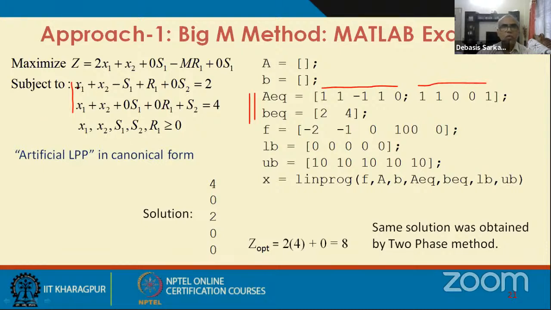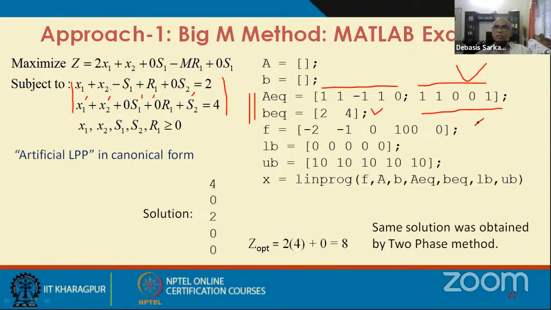So this is 1, 1, minus 1, 1, 0, for x1, x2, s1, r1, and s2. So that sequence is important. And here you have 1 for x1, 1 for x2, 0 for s1, 0 for r1, 1 for s2. So this is how we form this equality matrix. b equality is the vector 2, 4.